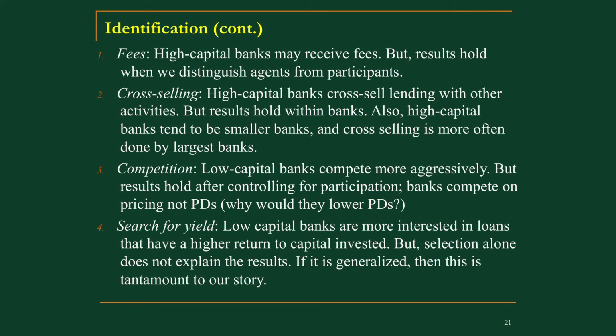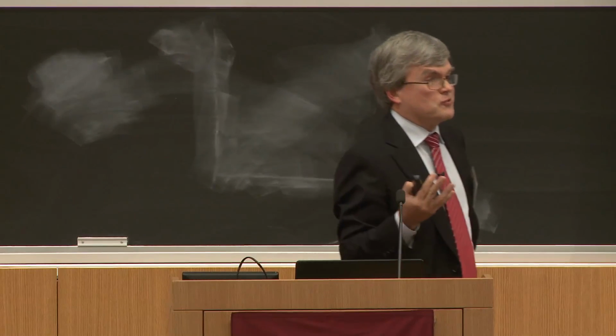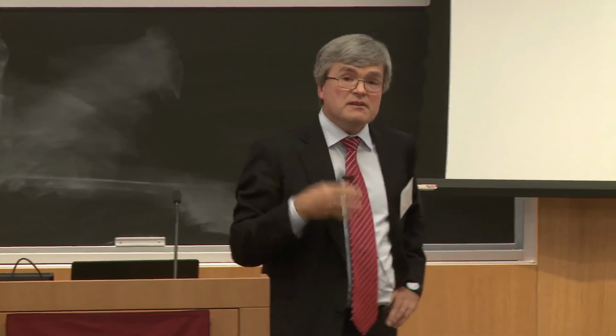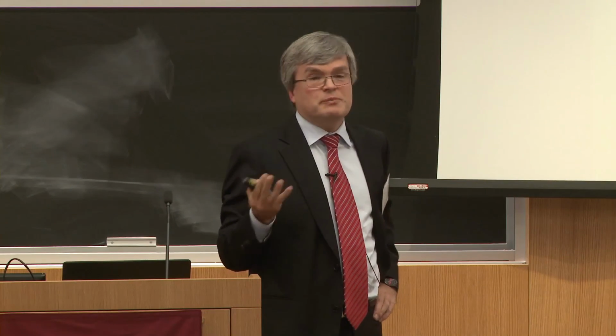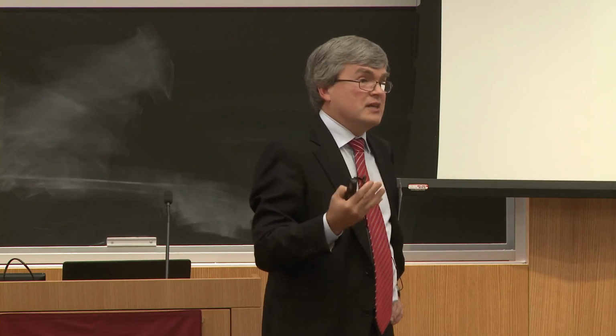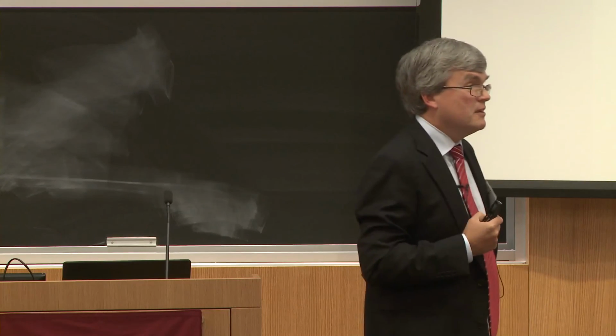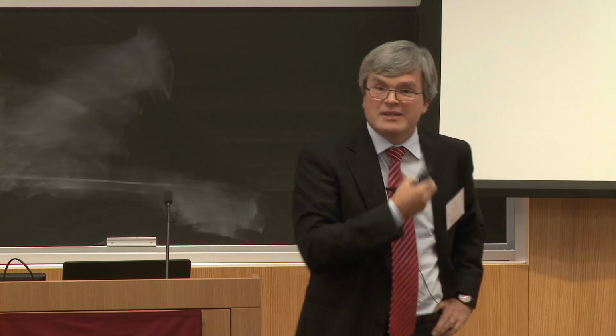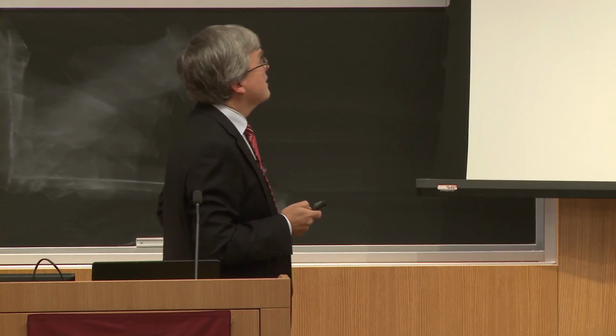Next one, competition, and this one we have heard a couple of times. Low capital banks compete more aggressively because they have less capital, so they can afford to do that. But the first thing is that the results hold when we control for participation. And an important point to be mindful of is that banks compete on the interest rates. They are not going to compete on the PDs. The other thing is that banks do not announce these PDs to borrowers. They don't go around telling you, well, look, this is the PD that I'm going to assign you. They say, well, this is the interest rate I'm going to charge. So it doesn't seem how that could work.